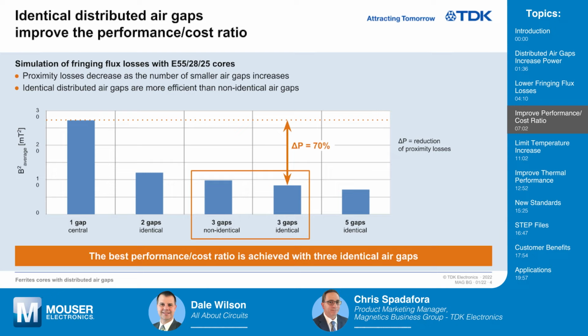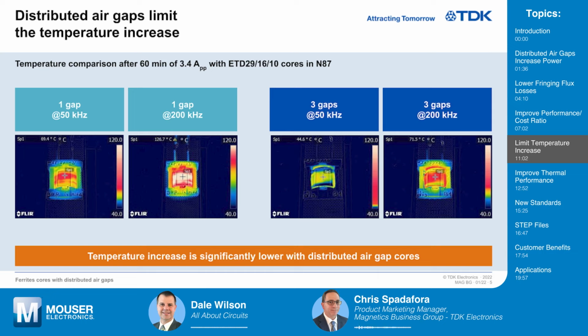So this is built on a standard industry core, an ETD family core, the ETD 29 series, and these are actual test comparisons. And then we look at the same product, the same build, the same number of turns, the same bobbin, the same winding configuration, but if we swap out the cores and put in a distributed gap core, look at the difference. It's night and day as far as the thermal imaging is concerned, especially at the 50 kilohertz level and the 200 kilohertz level. Significant savings as far as heat is concerned.